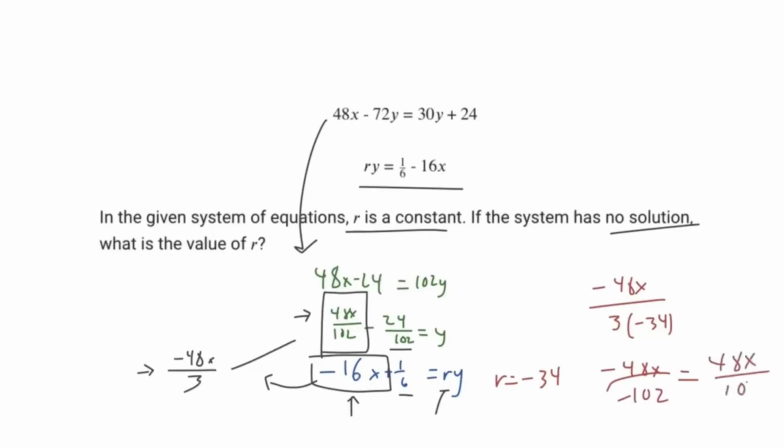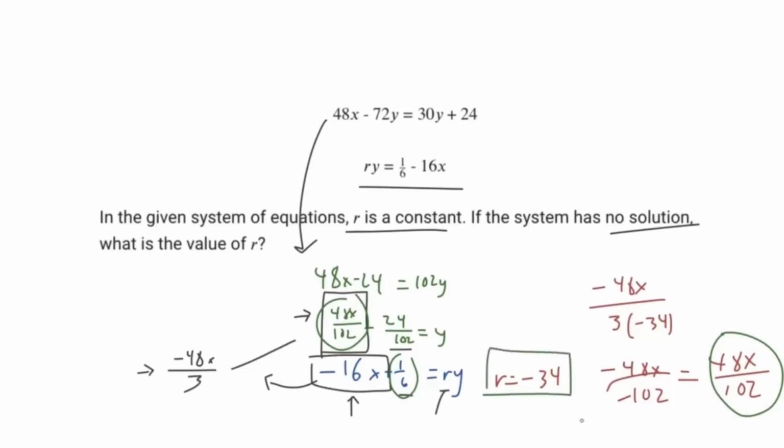over 102. So we can see now that these slopes do line up, right? 48x over 102, 48x over 102. It's kind of messy, but you get the idea. The other thing we have to make sure here is that the y-intercepts are different, and they are vastly different, right? We got 1/6, and if we have a value of negative 34, that's the same thing as multiplying 6 by negative 34. That will give us a very small number, a much smaller number compared to 24 over 102. Now, that means that the value of r has to be negative 34.